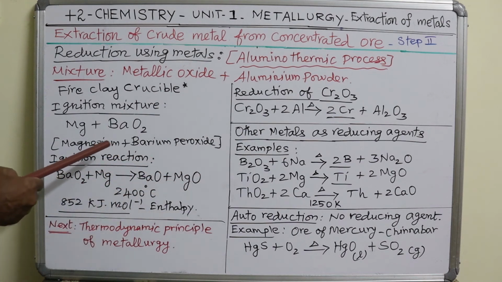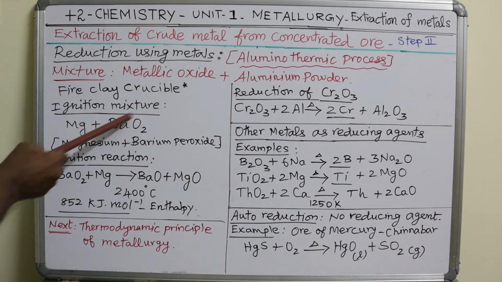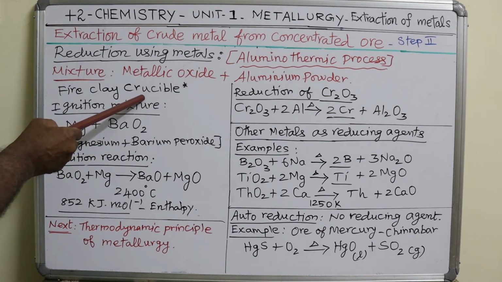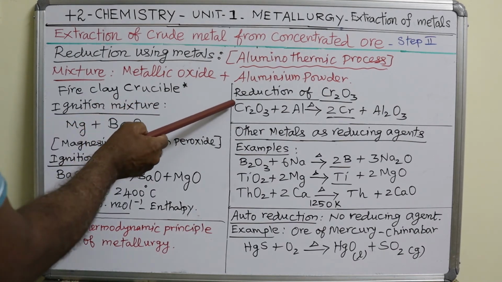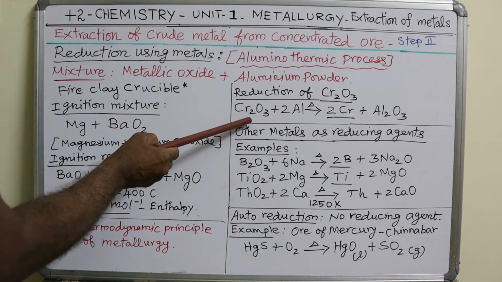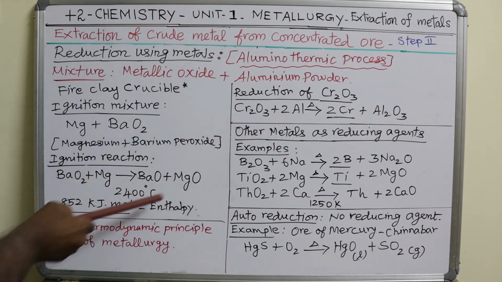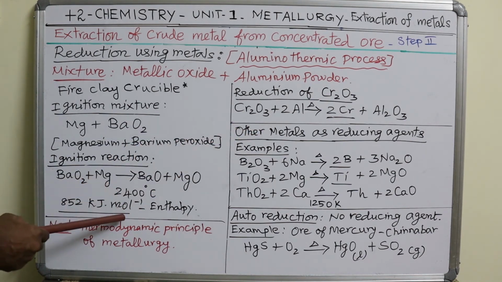In a 1 word answer or 2 mark answer, if they ask what the ignition mixture used in the aluminothermic process is, you can write magnesium plus barium peroxide. And what is the name of the container used here? That is the fire clay crucible used for the process. And the reaction taking place in the reduction process is aluminium reacting with chromium oxide. What is the heat generated here? If they ask about the ignition mixture, the heat generated here is 852 kilojoule.